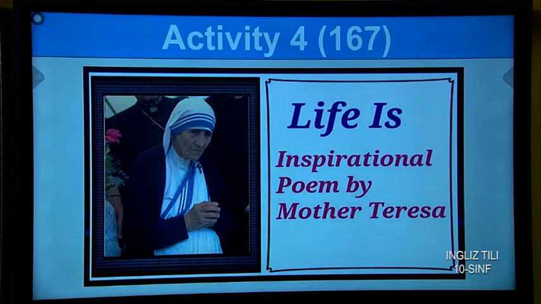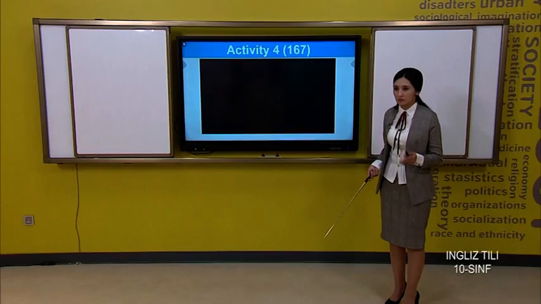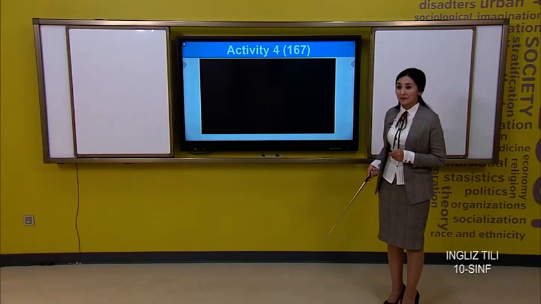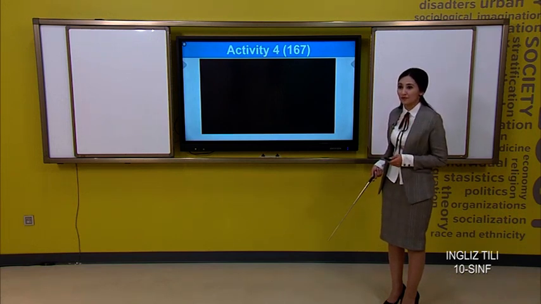Let's move to activity number 4 on page 167. Here you can find a very beautiful poem by Mother Teresa. According to the rule of your textbook, you have to read it in pairs, then discuss. But let's change the rule because you cannot do in pairs now. I have a very interesting video about this poem. Please watch and read, by the way. Then, please write your answer. What do you think about this poem? Send it to your teacher. Are you ready?